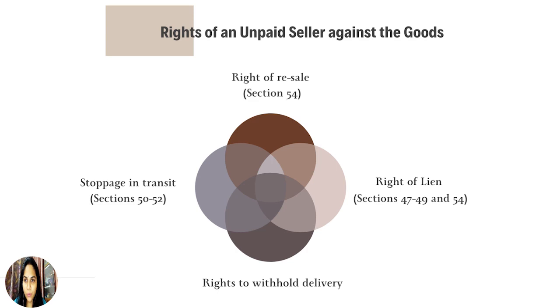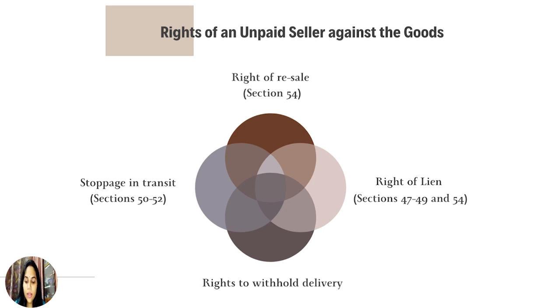Now let us see what are the rights which are available to the unpaid seller against the goods. Basically there are four types of rights available to the unpaid seller. First is right of lien, right of resale, stoppage in transit, and right to withhold delivery. Now if I talk about right of lien, it has been covered from section 47 to 49 and section 54 is also there.